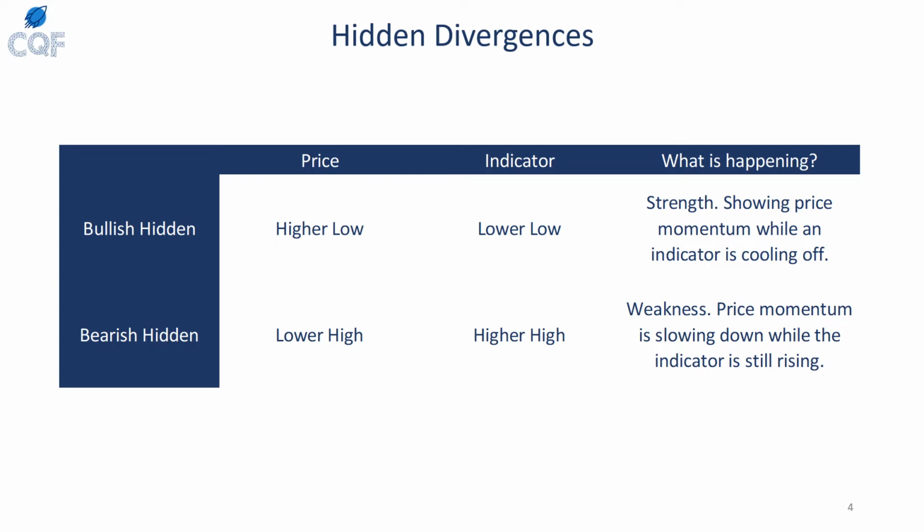So a bullish hidden divergence is when the price makes a higher low and the indicator is making a lower low.